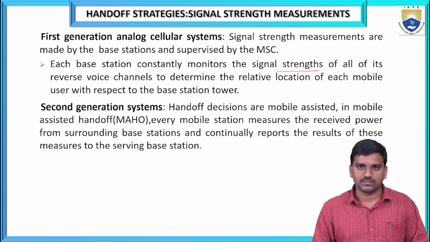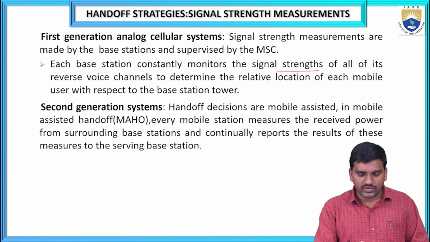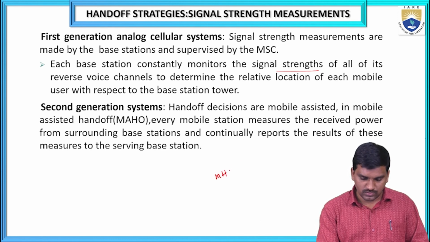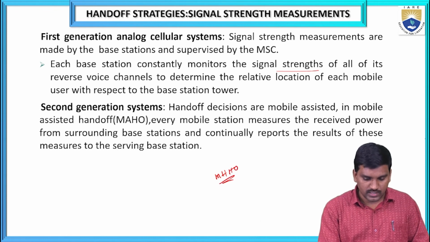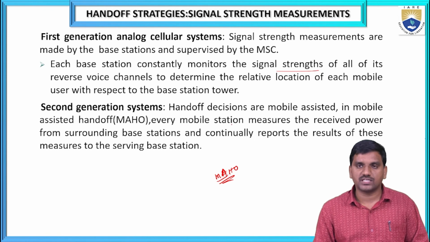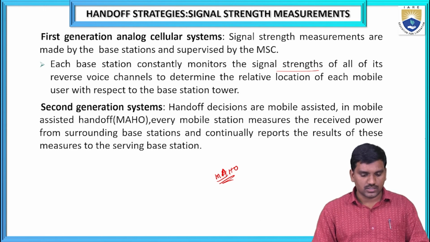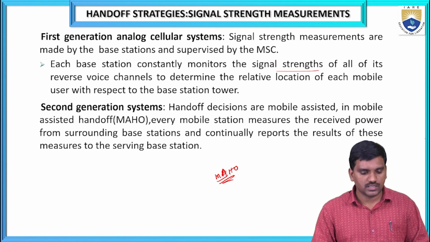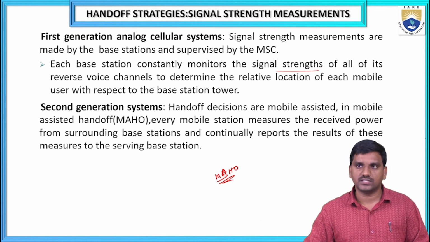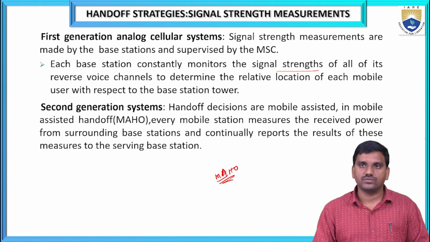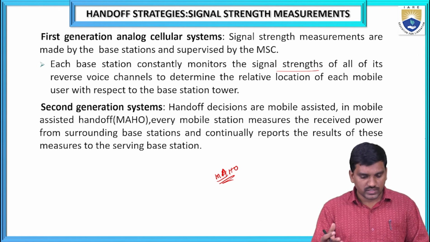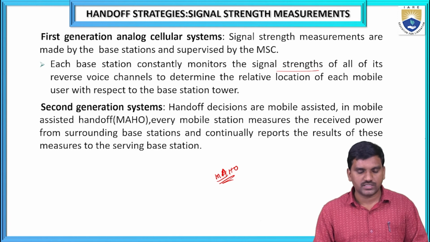Next, the second generation system. In the second generation system, handoff decisions are mobile assisted only, MAHO, mobile assisted handoff. In MAHO, every mobile station measures the received power from the surrounding base stations and continuously reports the results of these measurements to the serving base station only. So this is about the first generation analog cellular system and the second generation system. The second generation system is also known as mobile assisted handoff.